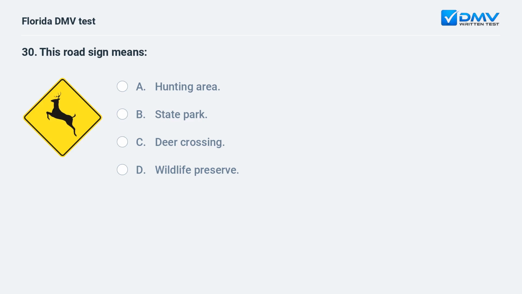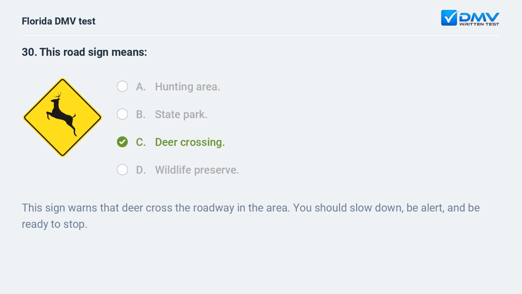This road sign means A. Hunting area. B. State park. C. Deer crossing. D. Wildlife preserve. C. Deer crossing. This sign warns that deer cross the roadway in the area. You should slow down, be alert, and be ready to stop.